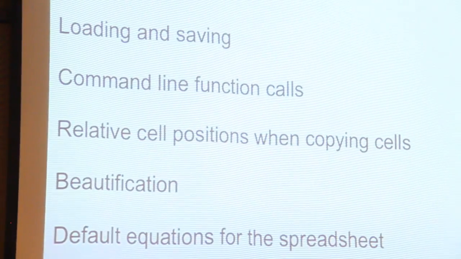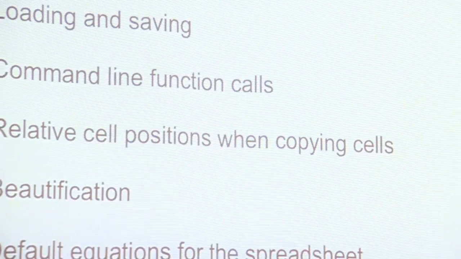Next one's yours. Loading and saving is... This one. No? Okay, I can't. Relative cell positions and copies. I have a question on that.